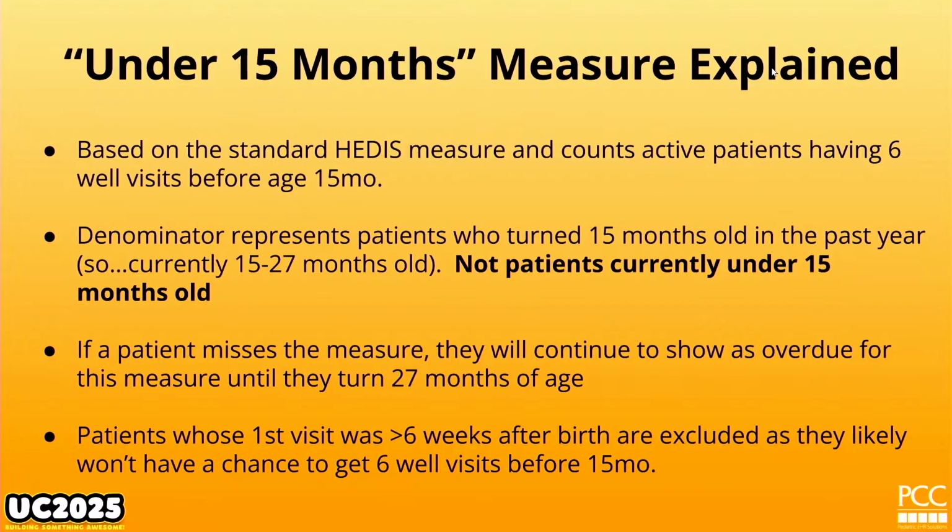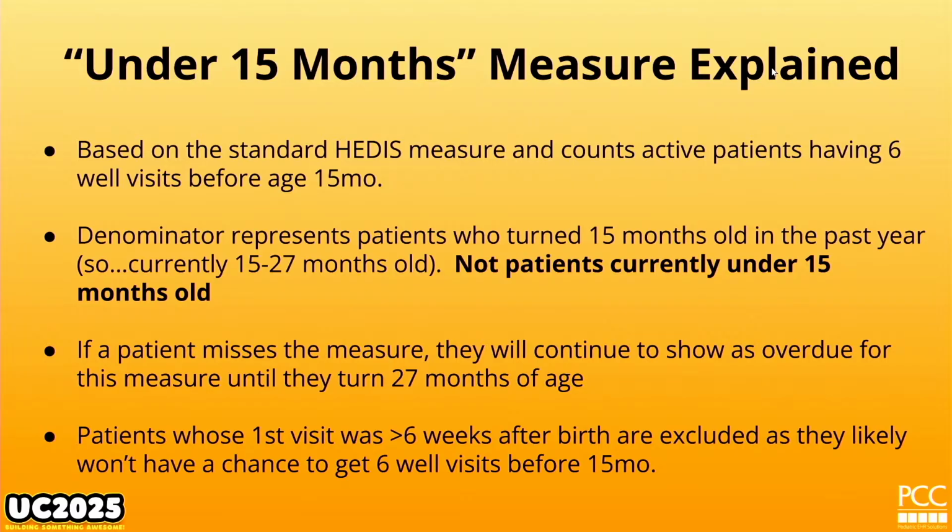This is based on the standard HEDIS measure, which counts active patients having 6 well visits before age 15 months. So the denominator, the patients included on this measure, are those that turn 15 months old in the past year. We're looking at kids who've recently turned 15 months. Did they have 6 well visits by that 15-month age?